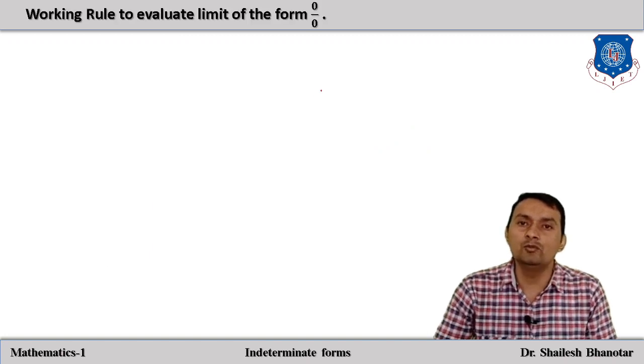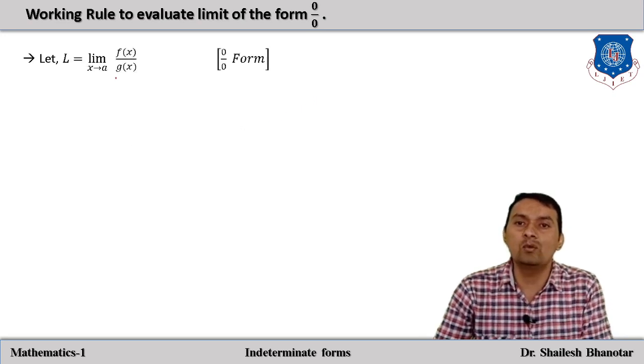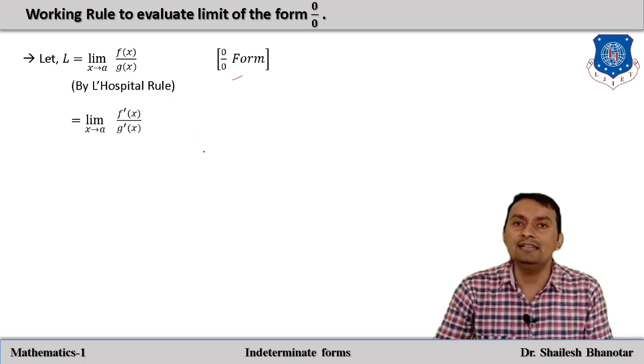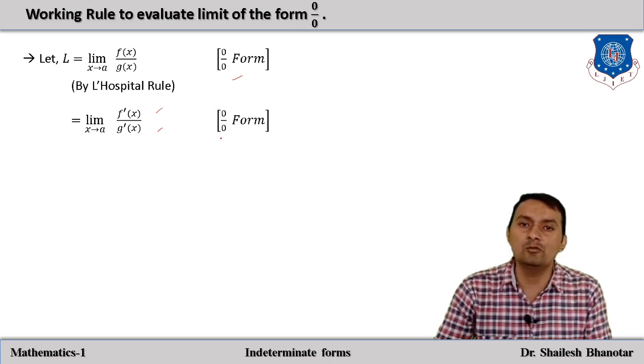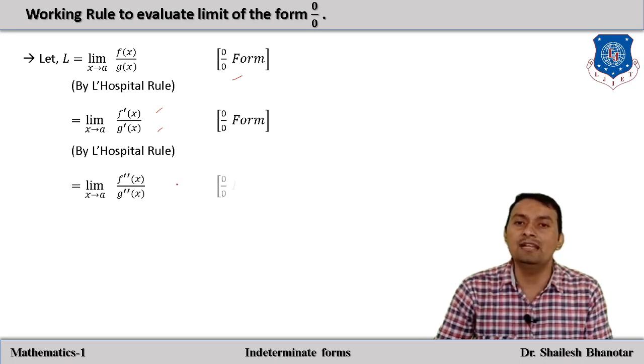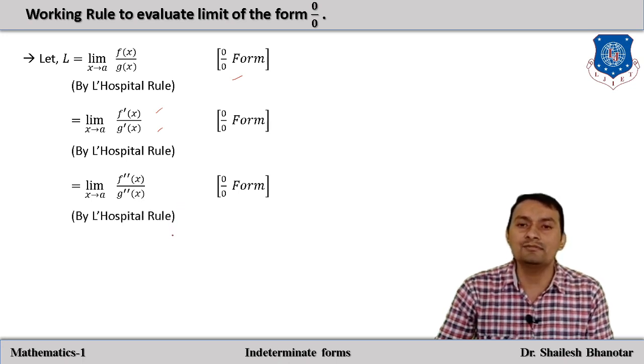Let us look at the working rule to evaluate a limit of the form 0 by 0. First we assume that L is equal to limit x tends to a of f of x divided by g of x. If we get the form 0 by 0, then we have to apply the L'Hopital rule. In that case we consider the derivative of the numerator as well as the denominator. If we again get the form 0 by 0, we again apply the L'Hopital rule and take the second derivative with respect to x for the numerator as well as the denominator separately. We follow the same procedure till we get a finite answer.